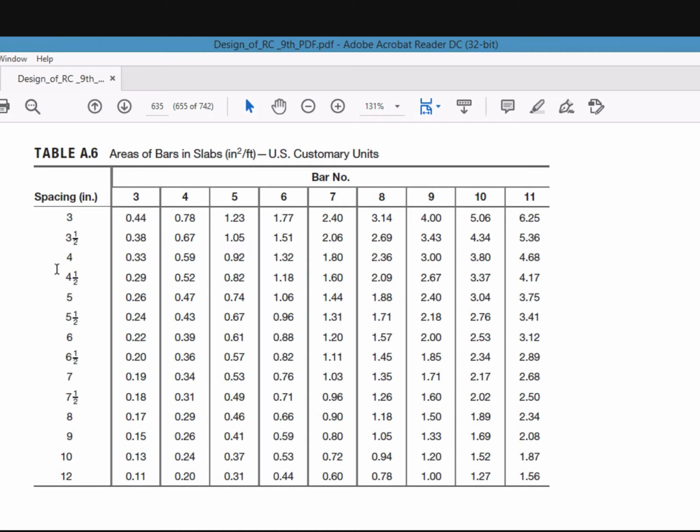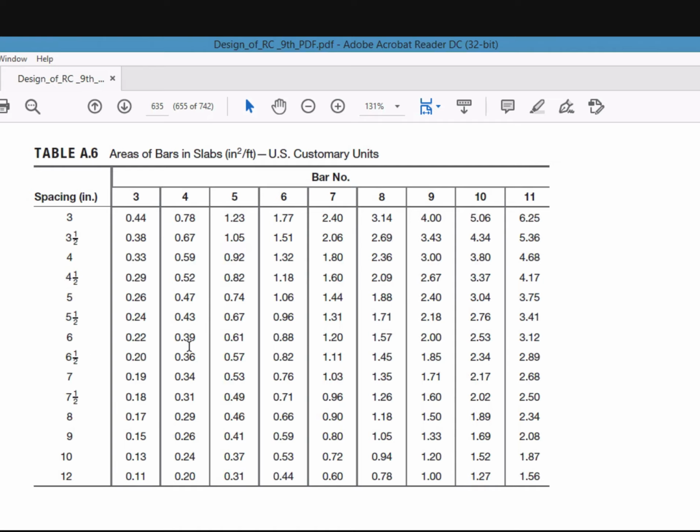Once you find the area of steel, then you come to this table. Look at this. It says areas of bars in slabs, inches square per foot. Inches square is the area of steel per foot, meaning for every foot of strip. That's what per foot means. So you don't have to do strip.